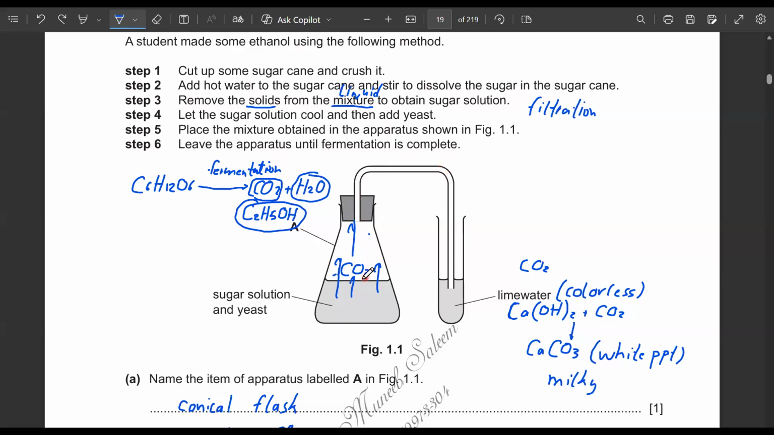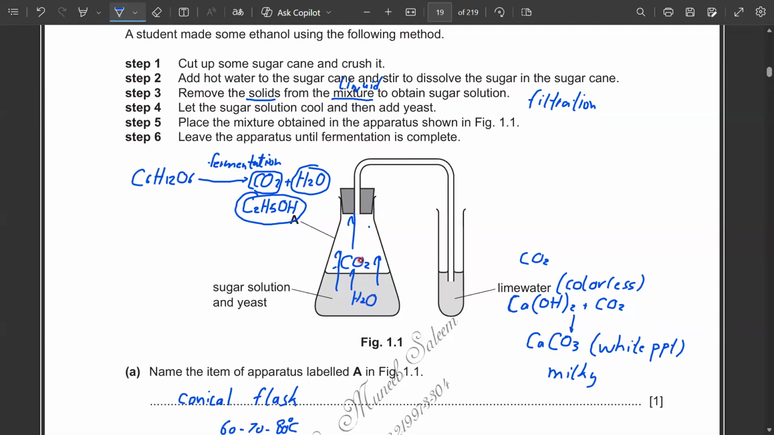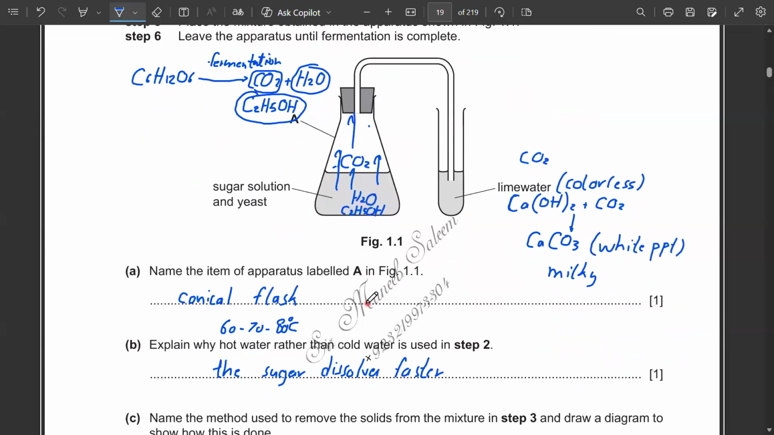Then how do we separate the water that is produced inside this conical flask from the ethanol, which is also present inside the same flask? Both the water and the ethanol are present inside the flask. To separate them from each other, we remember the process of fractional distillation.